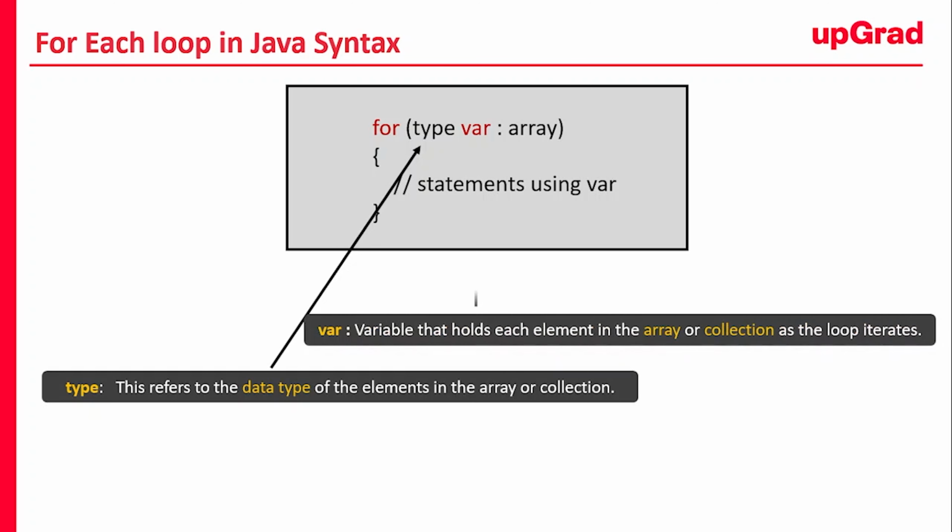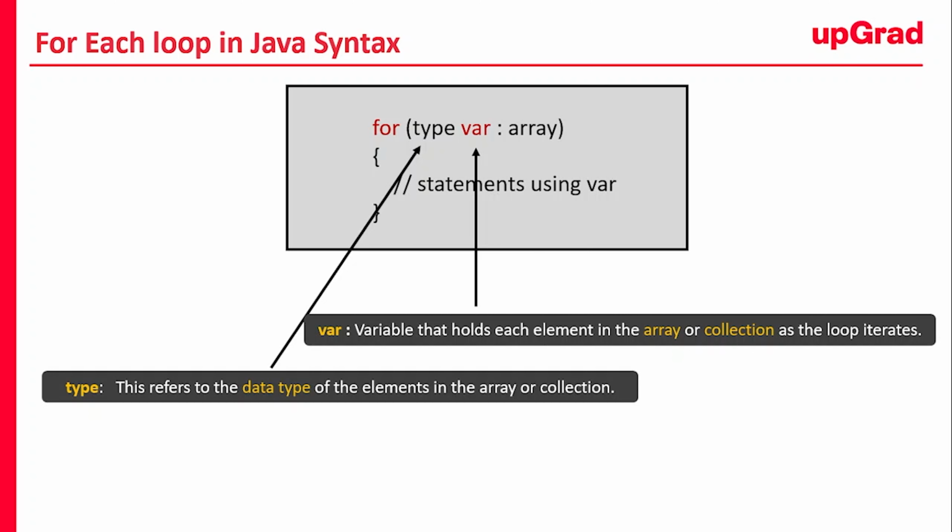After that, there is var. Var is basically the variable that holds each element in the array or collection. As the loop iterates, it represents the current element the loop is working with at any given moment. For each cycle of the loop, var is assigned the next element in the array. So one by one, each and every element of the array will be shifting to this var and it will get printed or whatsoever you want to do with that. All right. So this was about var, which is the variable.